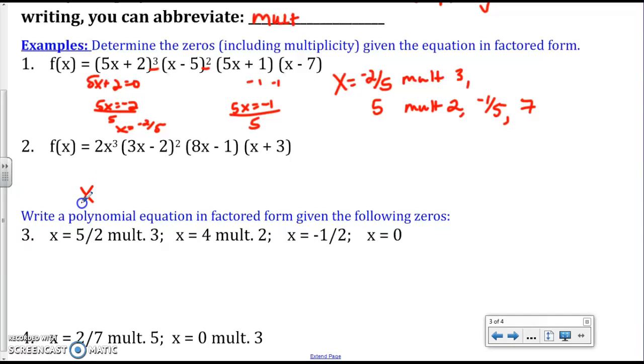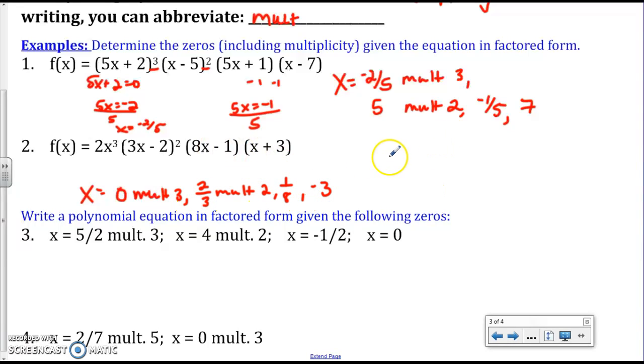So zeros for this next one. If there's nothing in the parentheses with it, it's just 0. But there's an exponent, so it's a multiplicity of 3. For the next one, I'm going to change my sign, and I end up with a fraction. And there's an exponent with a multiplicity of 2. Change my sign and a fraction, so I have 1/8, but no exponent, and then negative 3.